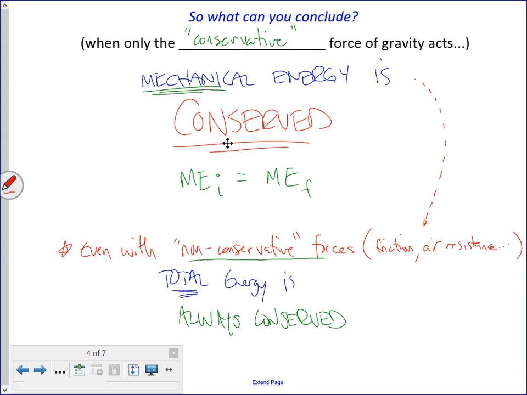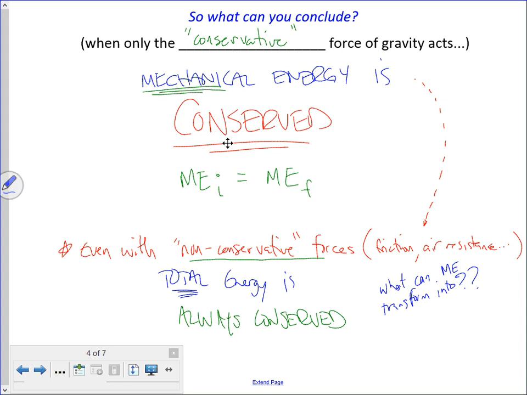I'm going to write that down here and ask you to ponder, consider, and maybe come up with an idea. So I'll say here, what can ME transform into if there are non-conservative forces? And here's a hint, it has to be a kind of energy. Mechanical energy can't turn into something that's not an energy. All right, it must turn into some other kind of energy. The question is, what kind of energy could mechanical energy transform into?